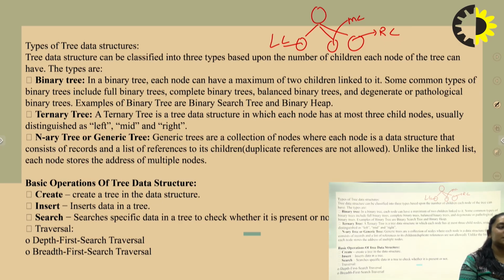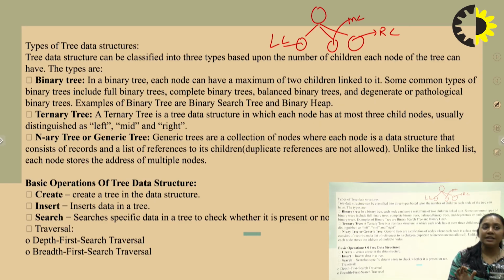Number one is create, which means creating a tree in the data structure, right? Insertion, which means inserting any type of data between the nodes, right? Next we have search, if you want to search for any type of data in the sequence of the tree structure. Next we have the operations DFS and BFS.